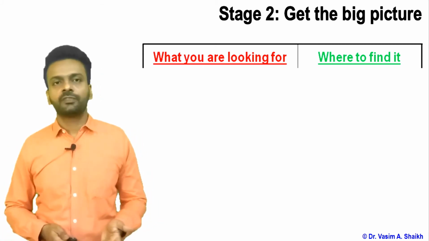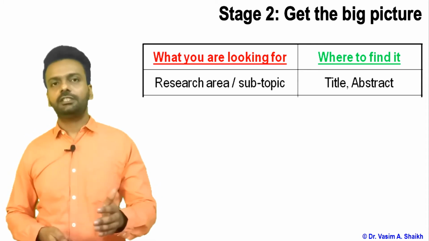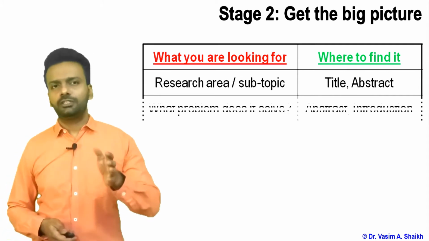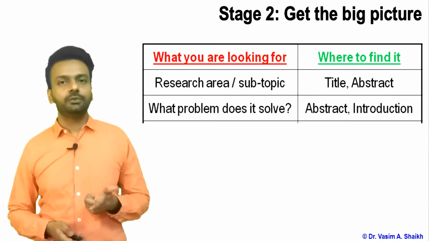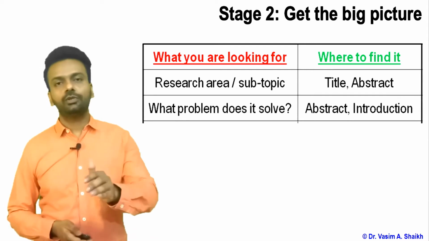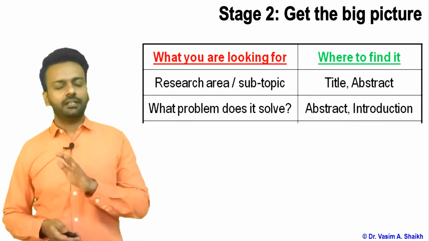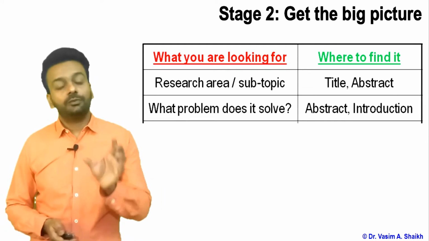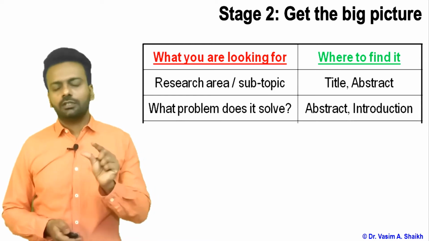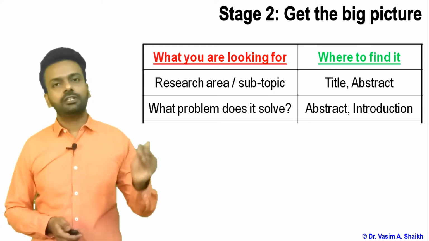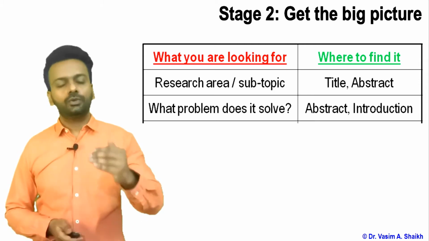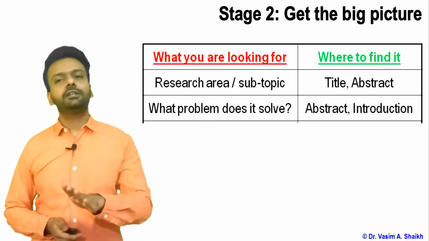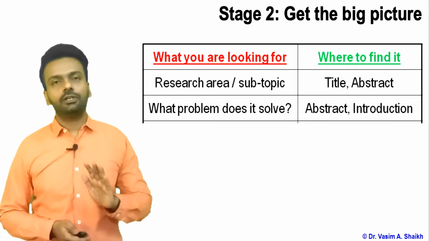If you want to find out about the research area or subtopic, you look into the title or the abstract. If you want to know what problem they are trying to solve, you need to look in the abstract and introduction. As I told you earlier, the abstract and introduction have all this information of how they are trying to solve the problem in a gist. So if you want to get the big picture, remember we are talking about stage 1 and stage 2, you need to go to these sections. Just by reading the introduction, you come to know what they are solving, and if it is related to you, you take it or you leave it. That is the main purpose.